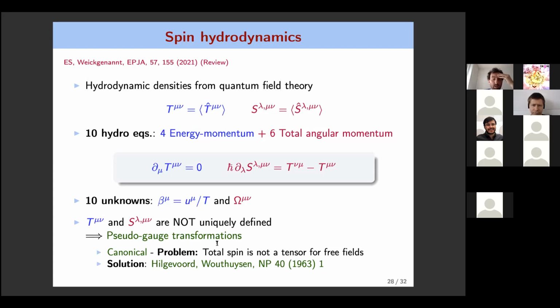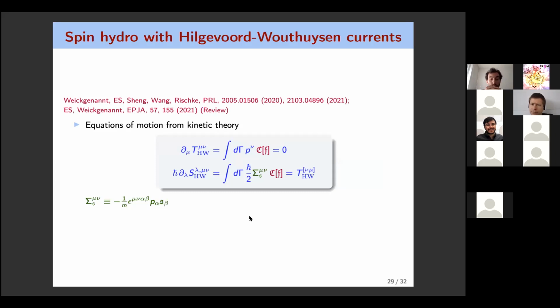So for free fields, there is this solution proposed by these two Dutch guys here. And once we choose the pseudo-gauge, there is actually a nice connection between kinetic theory and hydrodynamics. Namely, the conservation of energy momentum is given by this integral involving the collisions, and we see that if the momentum is the collision invariant, like it should be, then this is 0, and that's all right. Now, the new thing is that in this framework, the non-conservation of the spin tensor is given by this collision term times this dipole moment tensor here. This will describe some spin dynamics in the collision, right?